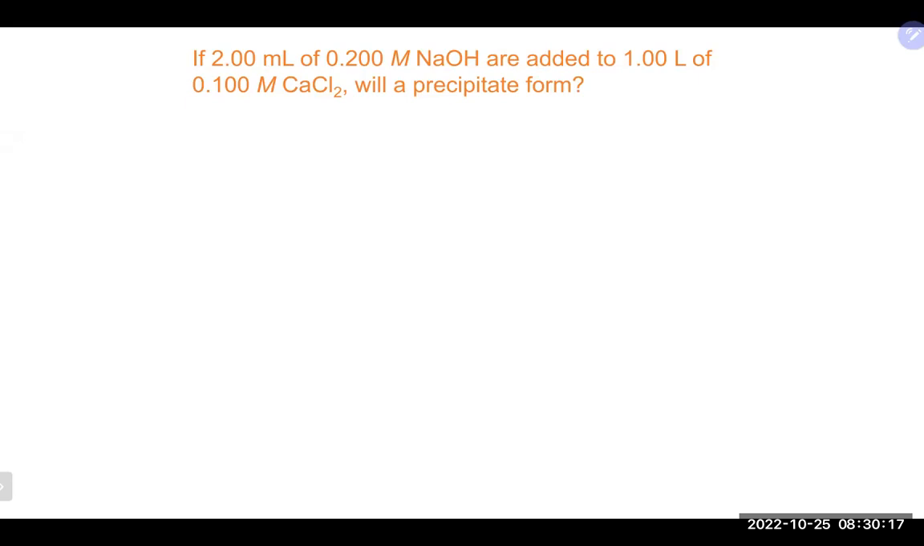If we take 2 milliliters of 0.2 molar sodium hydroxide and add it to 1 liter of calcium chloride, will a precipitate form? So the first thing you want to think about is, is there anything there that could make a precipitate? If we throw our sodium hydroxide into solution, we get these two ions. We throw our calcium chloride into solution, we get these two ions. So the question is, will these two make a solid? No. How about these two? Yes, so that is really the possible solid that can be made here. That is what you want to focus in on.